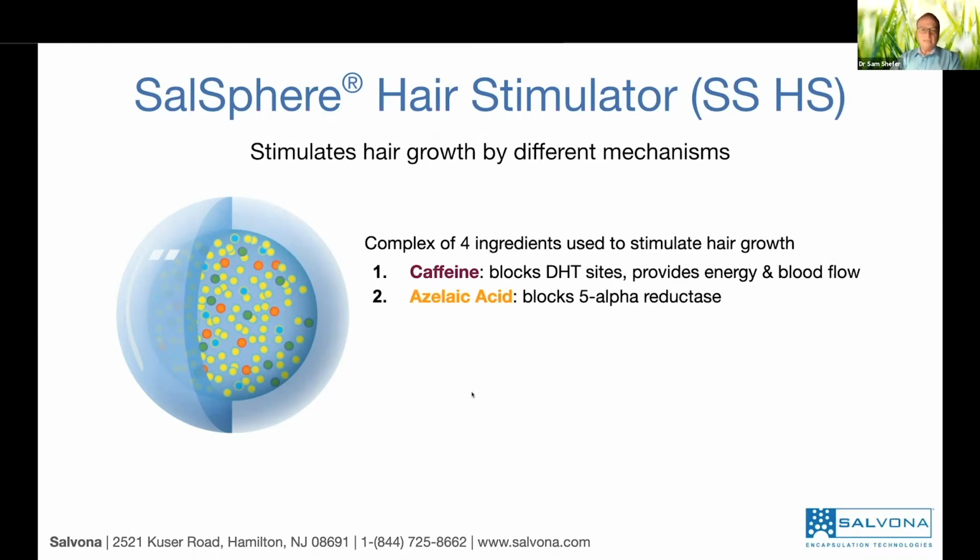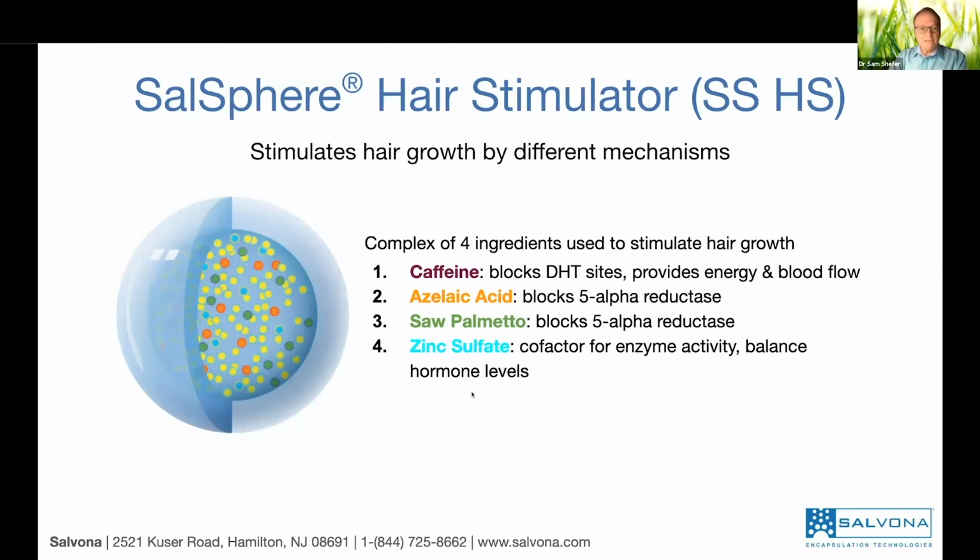Number 2 is azelaic acid. We know from the literature that it blocks 5-alpha reductase, the enzyme. It doesn't work by itself. It needs other ingredients to work in synergy. We will talk about why we need to use azelaic acid and how it works. The third one is Palmetto. Again, all these are natural ingredients. Palmetto is known to block 5-alpha reductase, and it has limited efficacy, but it's a surprising material, and it's known for many, many years.